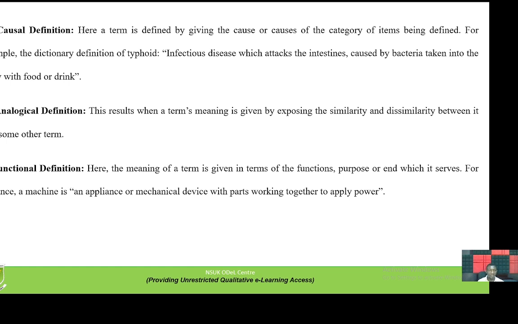The fifth one is the functional definition. Here, the meaning of a term is given in terms of the function or purpose or end which it serves. For instance, a machine is an appliance or mechanical device with parts working together to apply power. That's the functional definition of a machine. So you are giving a definition based on the function or purpose or end that the particular term serves.